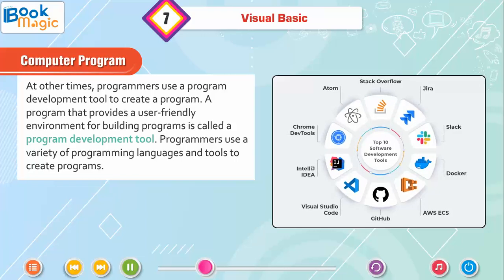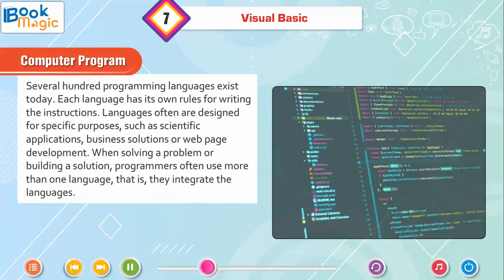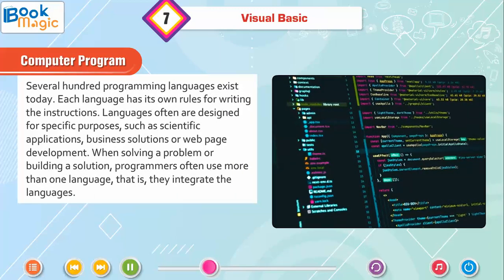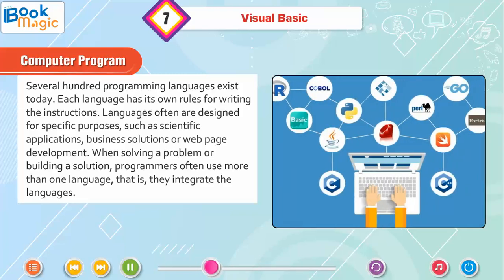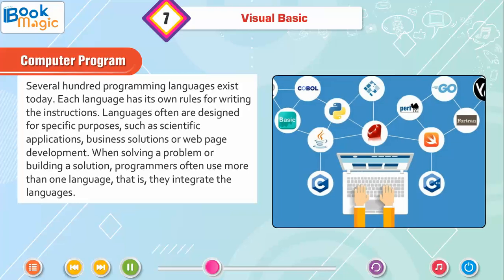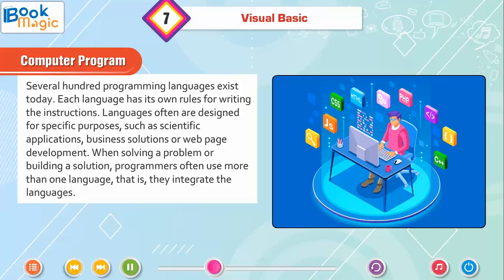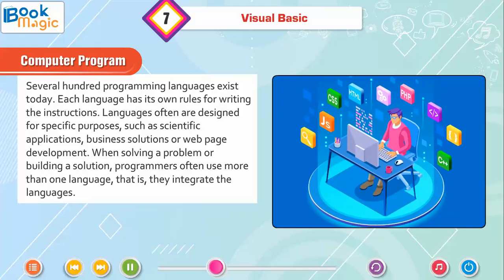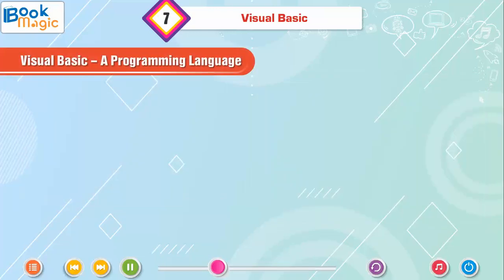Programmers use a variety of programming languages and tools to create programs. Several hundred programming languages exist today. Each language has its own rules for writing the instructions. Languages often are designed for specific purposes, such as scientific applications, business solutions, or web page development. When solving a problem or building a solution, programmers often use more than one language, that is, they integrate the languages.